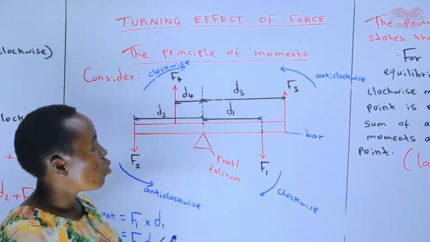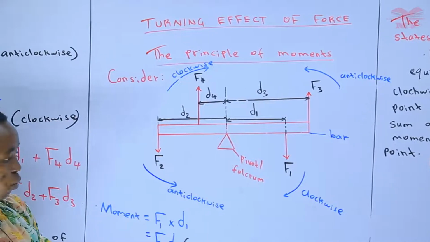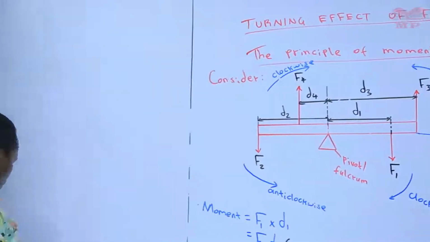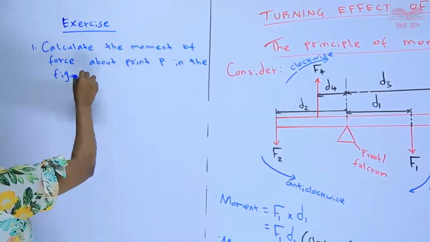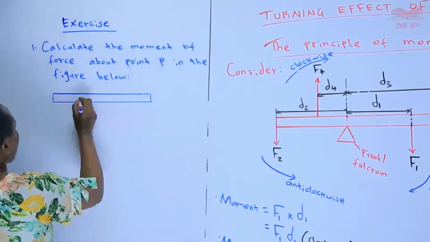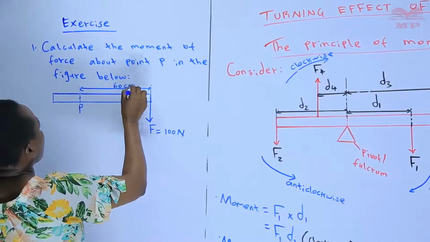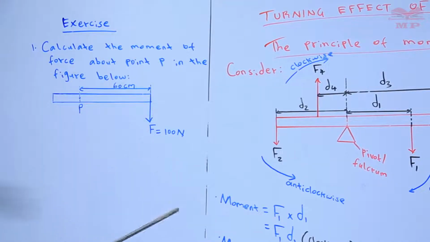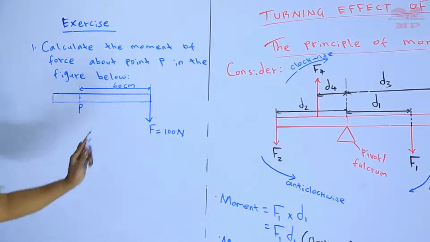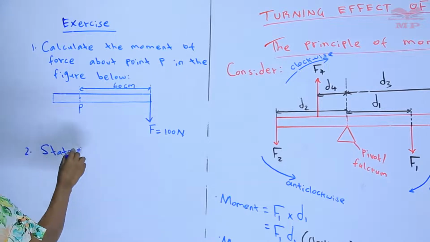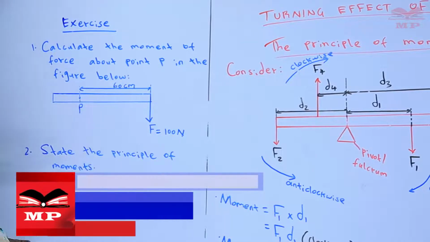So I would like you to, as an assignment, I want to give you 2 questions. So that's the first one. Calculate the moment of force about point P in the figure below. So you have point P and a force of 100 newtons. Then number 2, state the principle of moments.